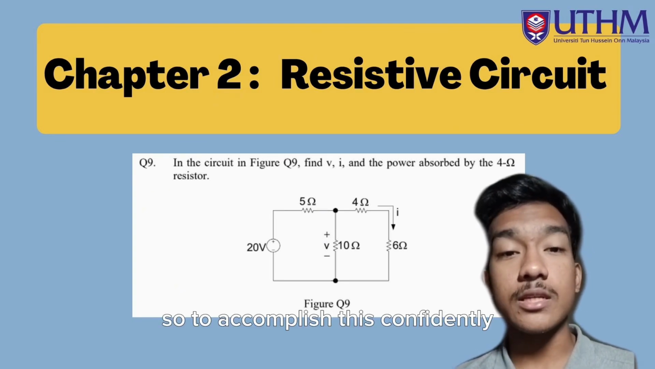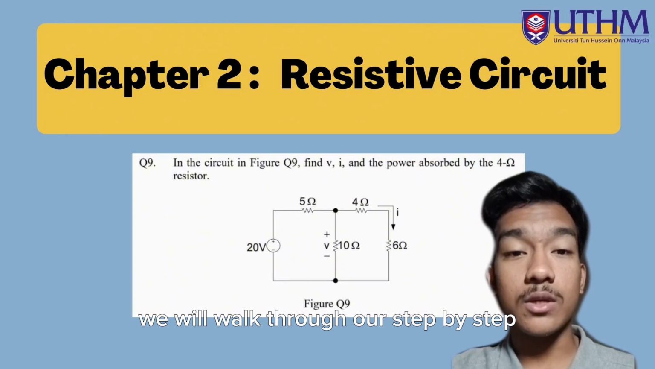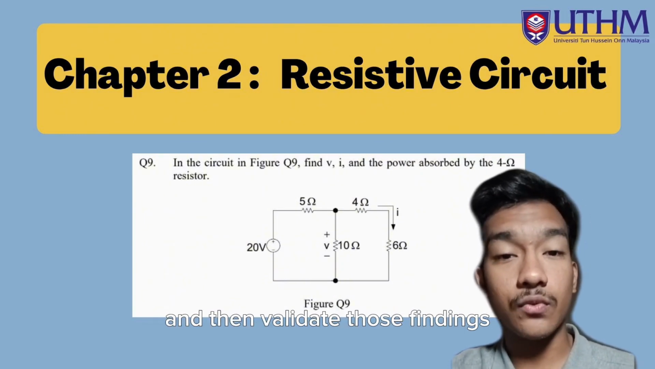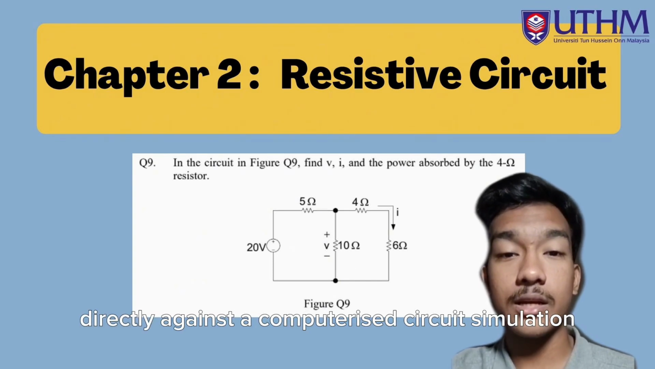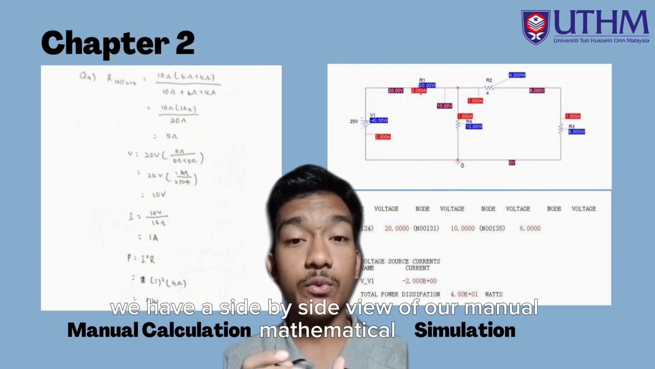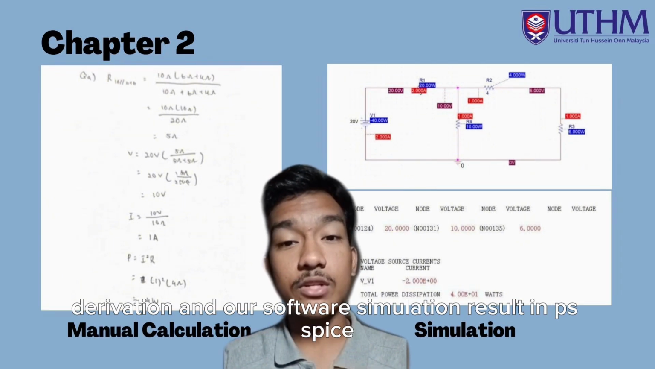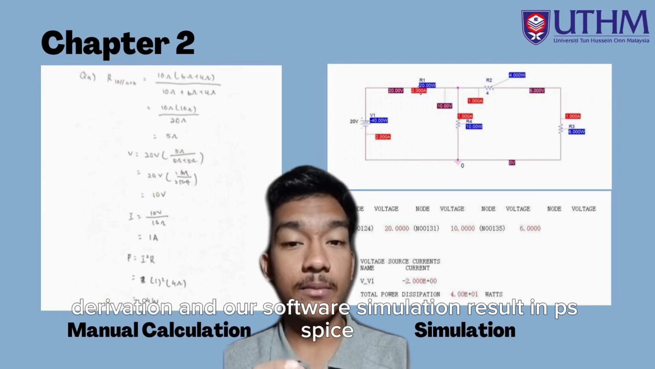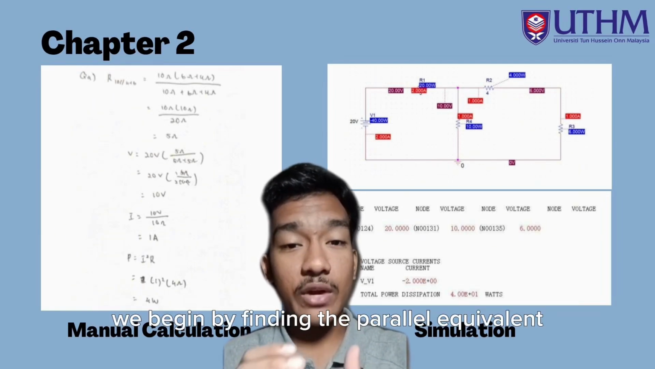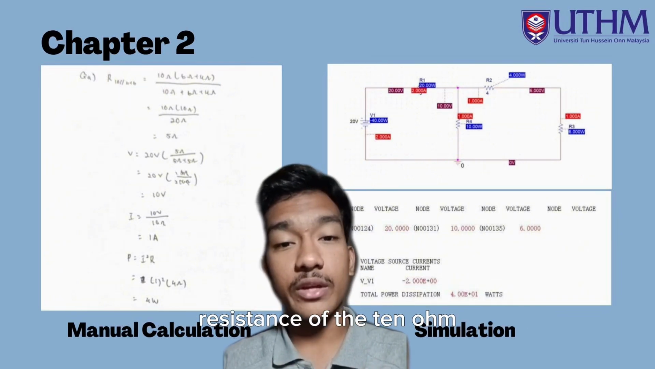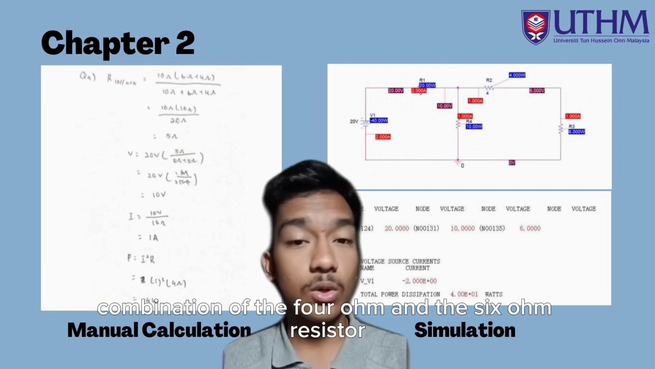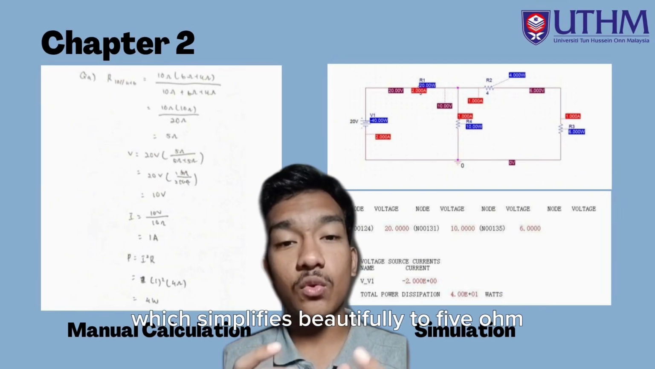To accomplish this confidently, we will walk through our step-by-step theoretical manual calculation and then validate those findings directly against a computerized circuit simulation. Moving on to the next slide, we have a side-by-side view of our manual mathematical derivation and our software simulation result in PSpice. Looking at the manual calculation on the left, we begin by finding the parallel equivalent resistance of the 10 ohm branch in parallel with the series combination of the 4 ohm and the 6 ohm resistor, which simplifies beautifully to 5 ohm.